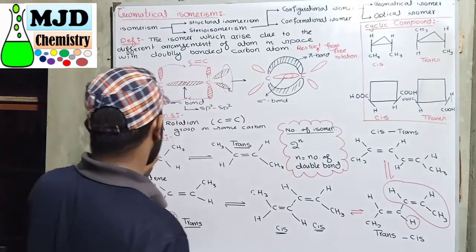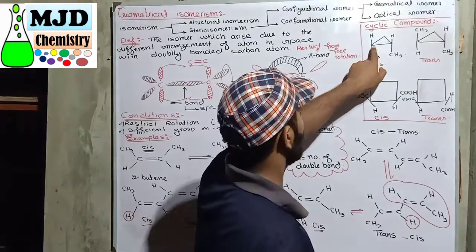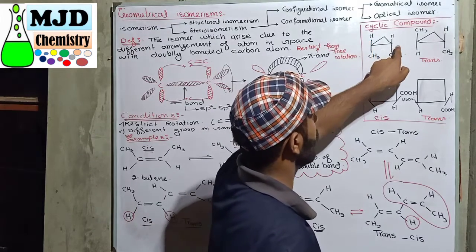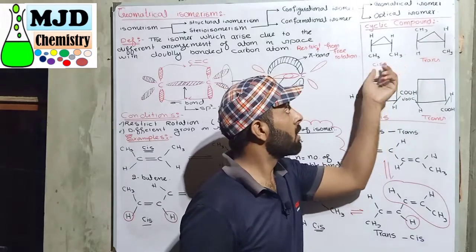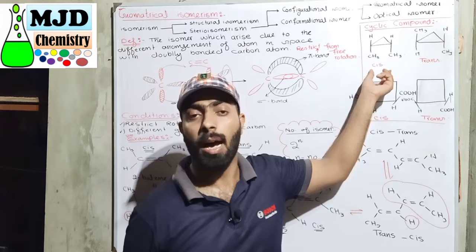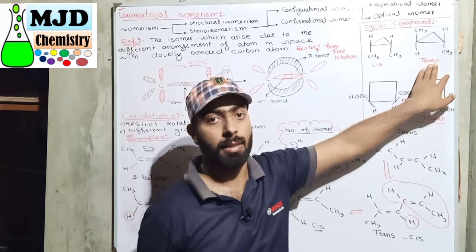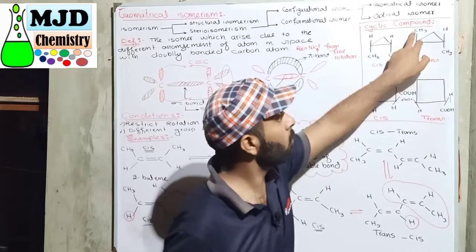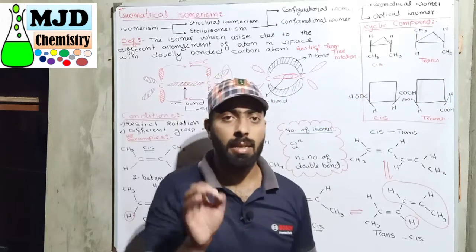And second condition, different groups on the same carbon. Here, on the same carbon, two different groups are present. Then the same groups are present below. Then we say that this is a cis isomer, and its trans isomer looks like this. Same groups are present on opposite sides. That's why we say this is a trans isomer.